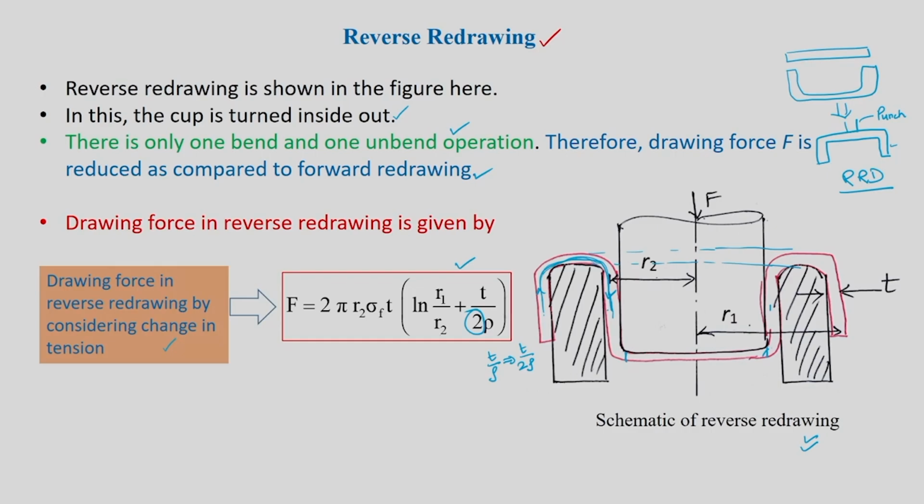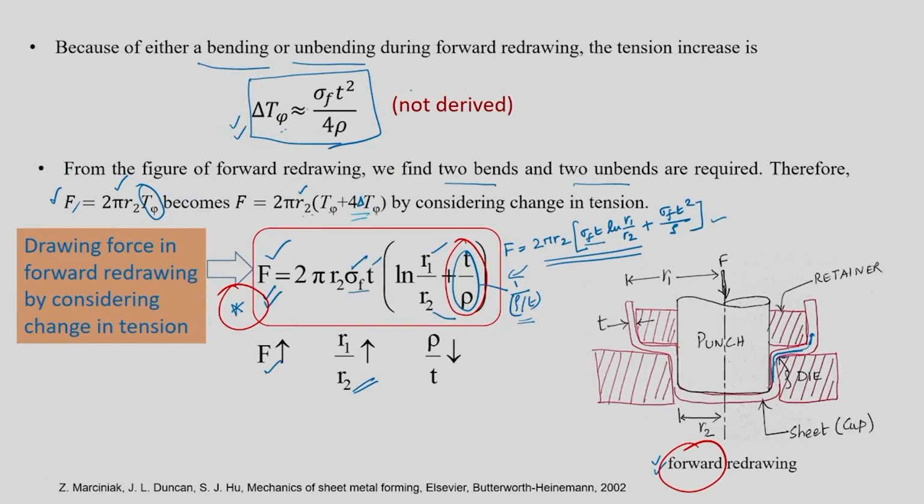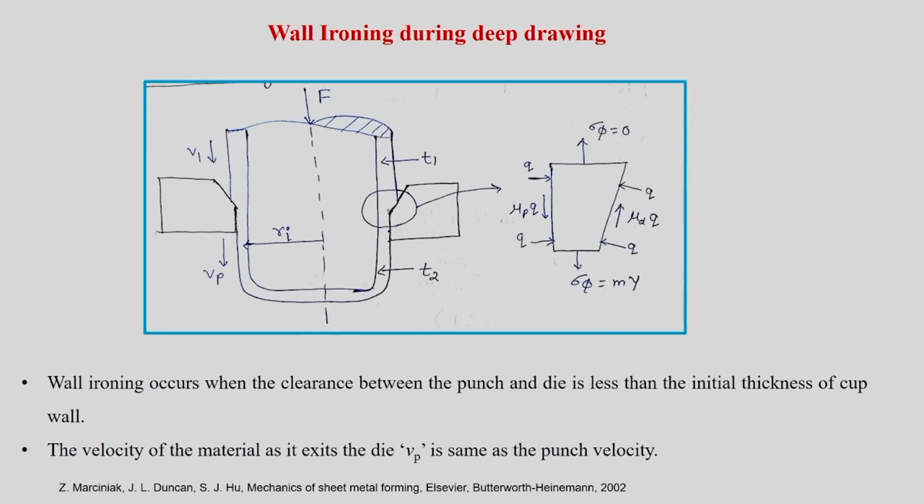So these are the expressions that we can derive for punch force during forward and reverse redrawing in a very simple way. The only thing is this equation is not derived. We are going to assume this, or maybe it has been taken from a different chapter, different source, and then that gets added to T phi to get F. Another small section, which is also important practically, is wall ironing during deep drawing.